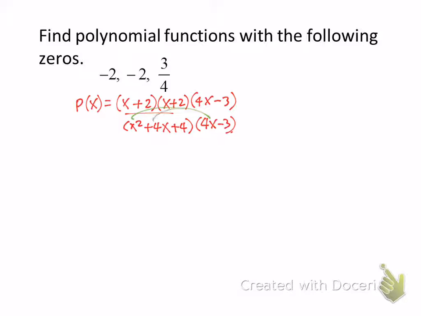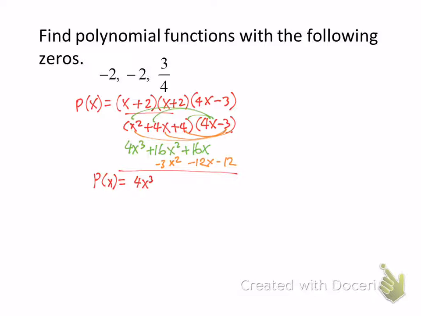Distribute the 4x. I get 4x cubed plus 16x squared plus 16x. Distributing the negative 3, I get negative 3x squared minus 12x minus 12. And then the final answer will be p of x is equal to 4x cubed plus 13x squared plus 14x minus 12.